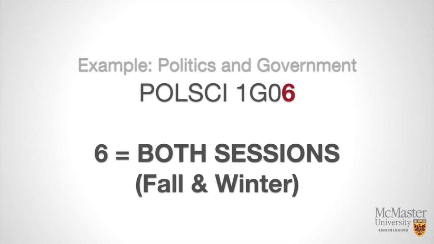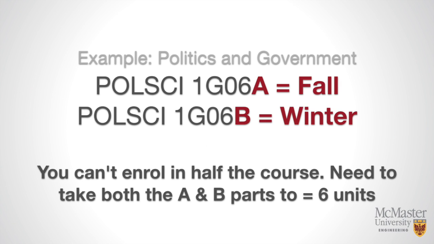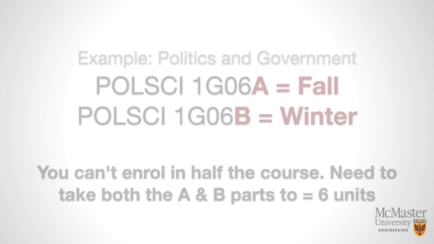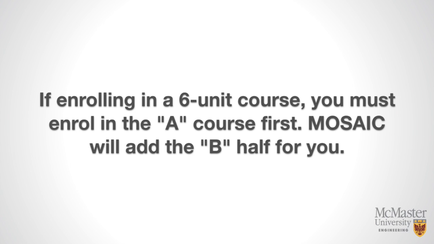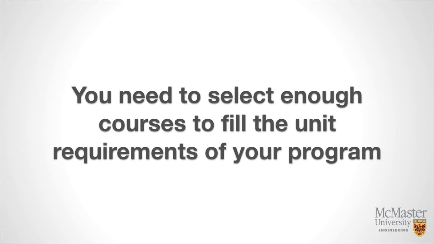A course with a 6 at the end is for the entire term, which would be fall and winter. Now with these ones, you won't have a choice whether you can take them in the first half or the second half of your year, because they have an A or a B at the end of them. Students who enroll into the A course are automatically enrolled into the B course. If a student chooses to drop either the A or the B course, then both courses are dropped at the same time. When you add a multi-term course into the shopping cart in Mosaic, you must register for the A course. If you attempt to enroll in the B course of a multi-term sequence, you will receive an error message.